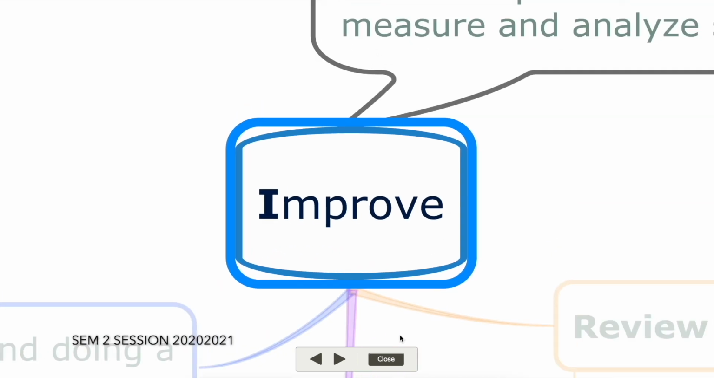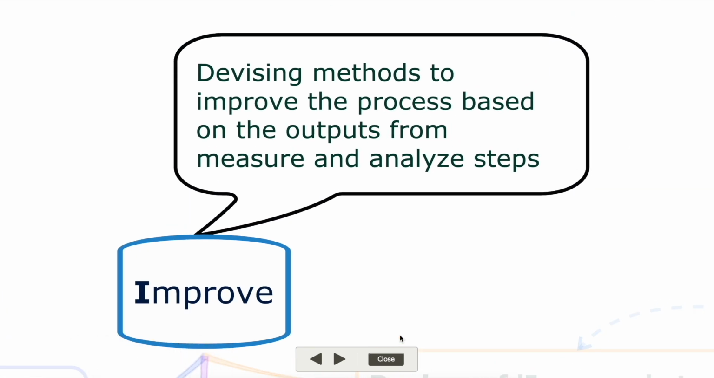So in the improve step, we devise methods to improve the process based on the outputs from the measure and analyze steps. Based on the information and the outputs of the previous two steps, which were measure and then analysis, based on those measurements we have to devise methods which can possibly improve the process.